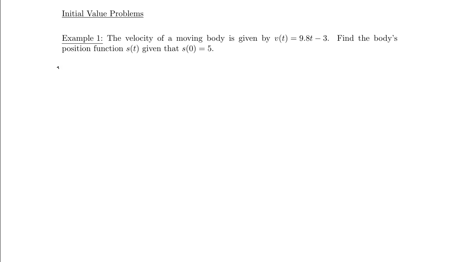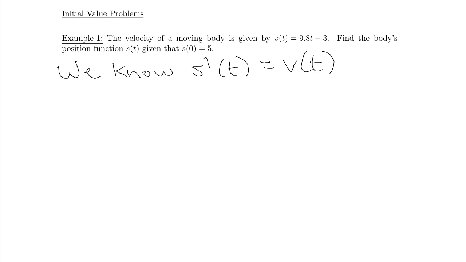So let's start off by writing down the relationship that we know between the position function and the velocity function. We know that the derivative of position is velocity, right? So if we want to find the original function, we need to take the antiderivative of velocity, right?